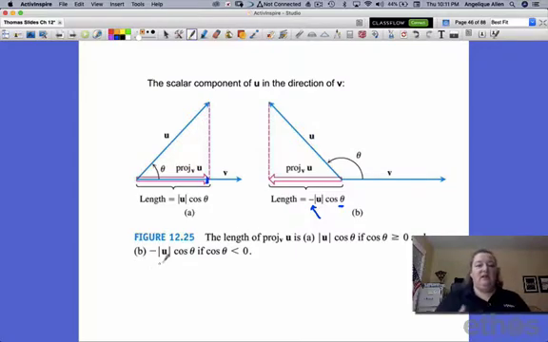Okay, so here's how they're stating it. If the length of the projection vector is a, the magnitude of u times the cosine of theta, if theta is greater than or equal to 0, and it is negative length of u cosine theta, if cosine theta is less than 0. So they're just stating it in sentence form there.